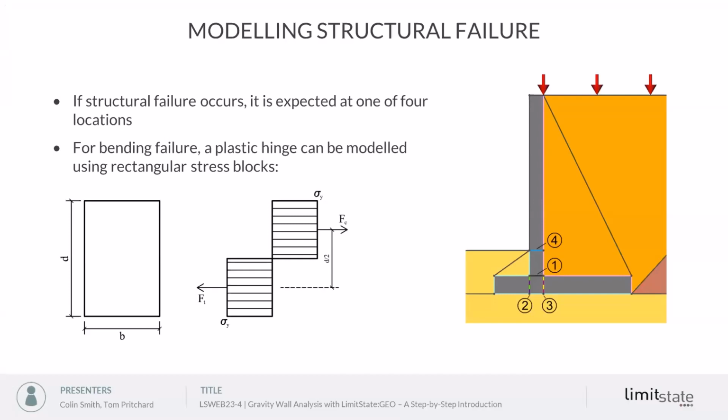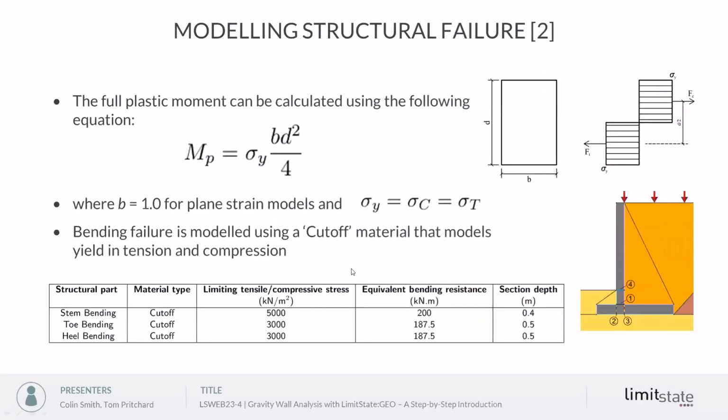If we want to model structural failure in a stem wall, we might expect it at one of 4 locations. On the right here, you can see the 4 positions where this might occur. And for bending failure in this wall, we can model it using rectangular stress blocks. Classic plastic hinge theory would give us 2 stress blocks. And this can be modeled in the software using what's called a cutoff material. All we do is set the cutoff material that models yield in tension and compression to represent those limits on those stress blocks.